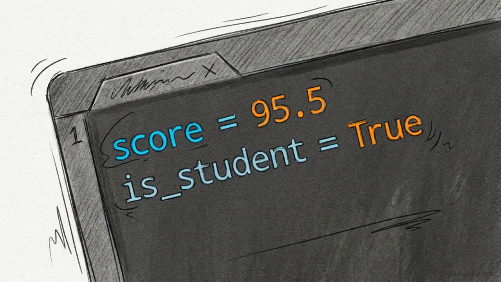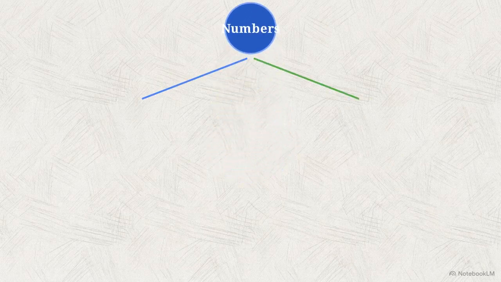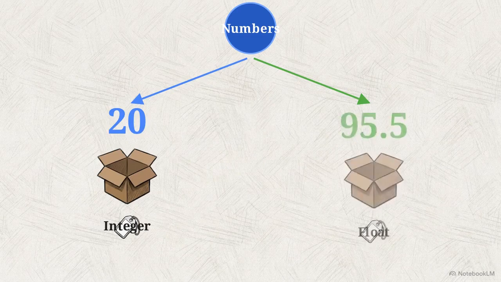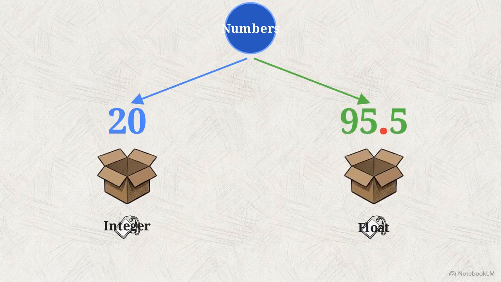Now let's complete the profile by adding two more variables, a decimal score and a student status indicator. In Python, numbers are split into two main types. Integers are whole numbers, like our age of 20. Floats are decimal numbers, like a score of 95.5.